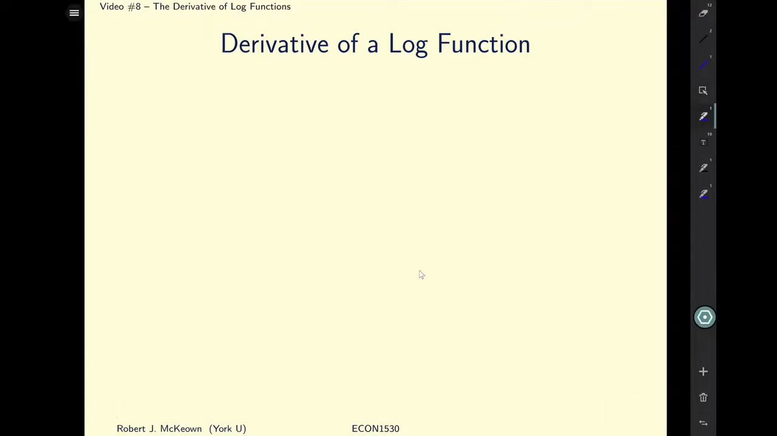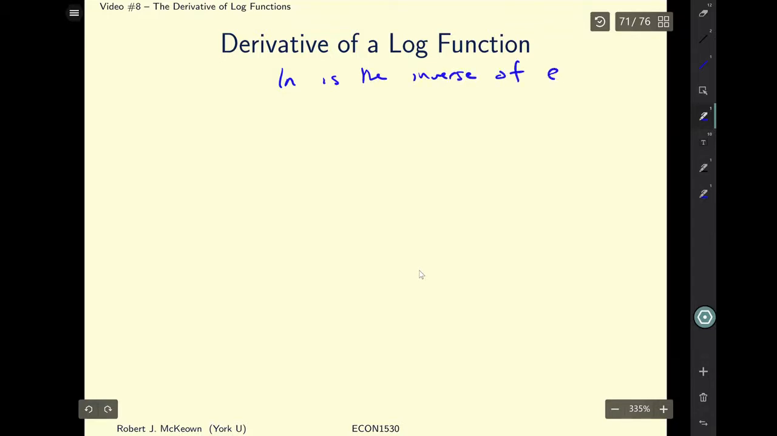Now, like the beginning of the last video, I'm going to start off with a proof. And the proof to find the derivative of the log function is really quite simple. So we know that the natural log is the inverse of the natural exponential function, which means that if we have something like e to the log x, that's going to be equal to x. Now, we don't know the derivative of log x, right? That's what we're going to try and find.